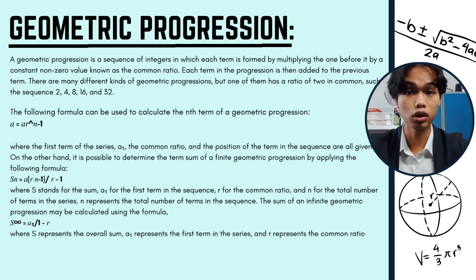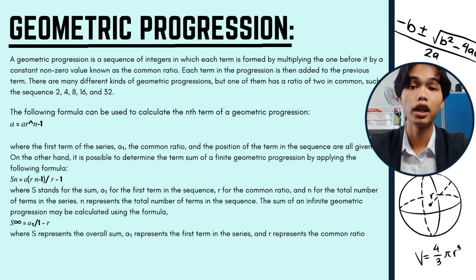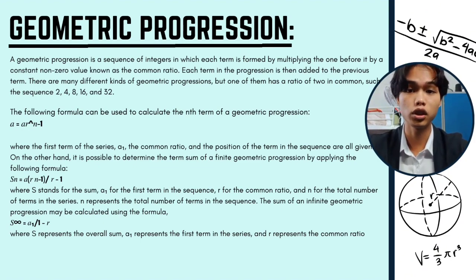Okay, now I would like to talk about geometric progression. A geometric progression is a sequence of numbers in which each term is formed by multiplying the one before it by a constant non-zero value, known as the common ratio. There are many different kinds of geometric progressions, but one of them has a common ratio of 2, such as the sequence 2, 4, 8, 16, and 32.